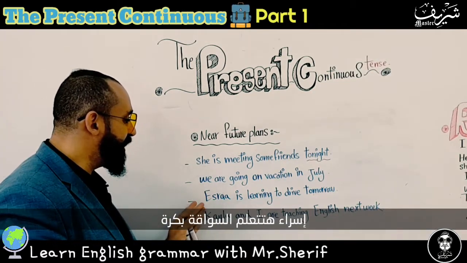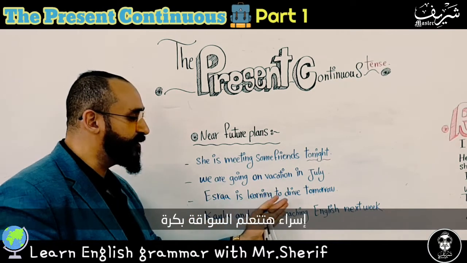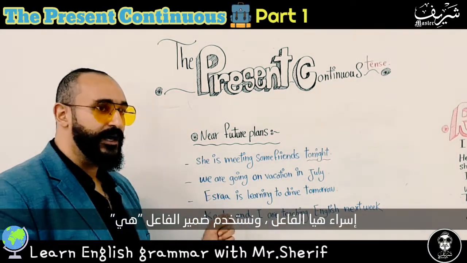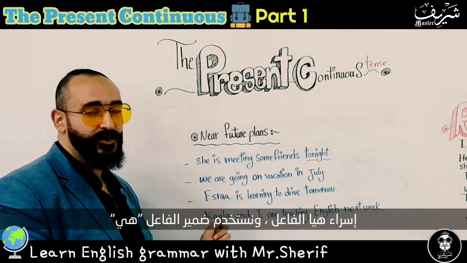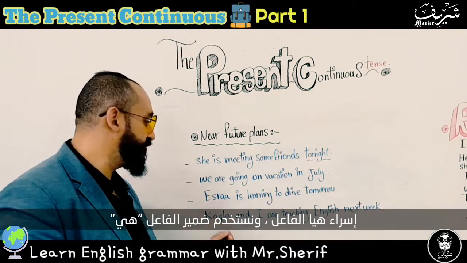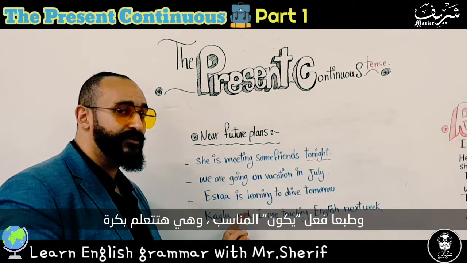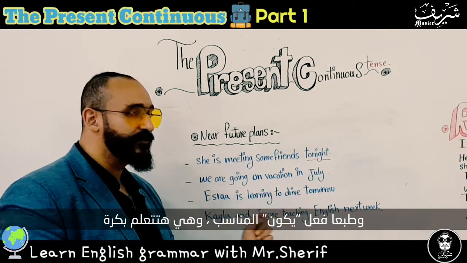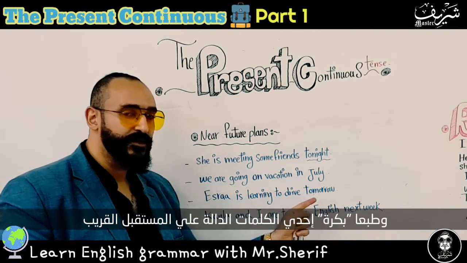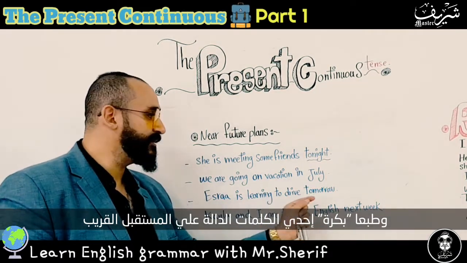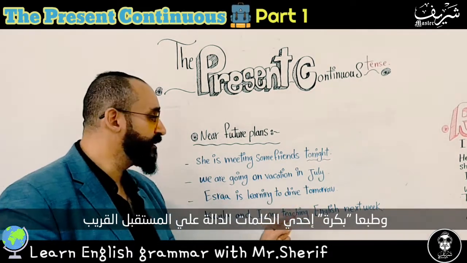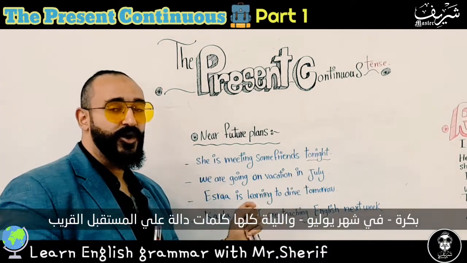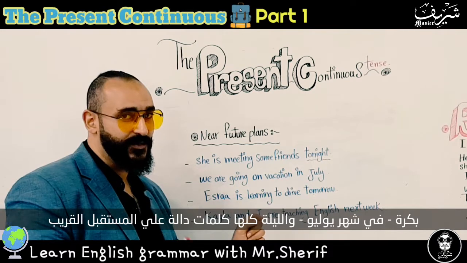As you can see here, Ezra is learning to drive tomorrow. So Ezra is the subject, and we can say she because this is the subject pronoun for Ezra. And the proper be verb is learning to drive tomorrow. And tomorrow here, it refers to the near future signal word. So tomorrow, in July, and tonight are words that we use to describe something is going to happen in the near future.